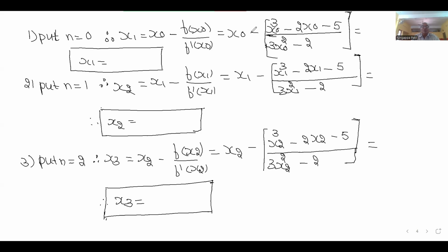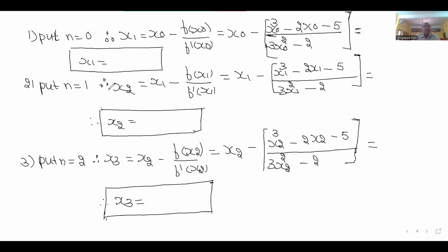Now, x0 you write. f of x0 means the f(x) value: x0 cube minus 2 x0 minus 5, because this is the f(x) value. And f dash x is 3x square minus 2, so 3 x0 square minus 2. Then write an equal to sign, leave some space, and keep a bracket for x1. I will tell you how to get it in a shortcut way.